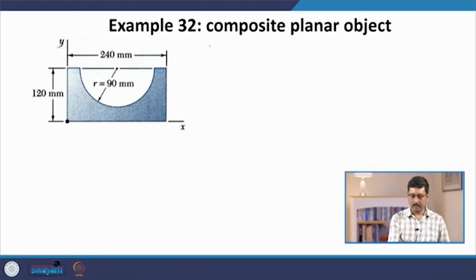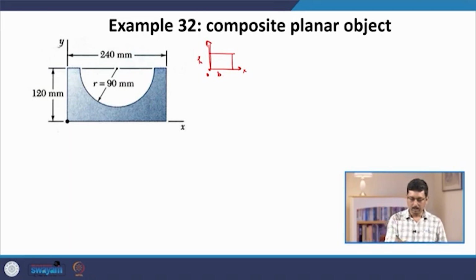First, let us calculate the moment of inertia of the rectangular plate. So, this is our origin and let us say this is B and this is H. So, the dimensions are given. What is the moment of inertia of this particular object?